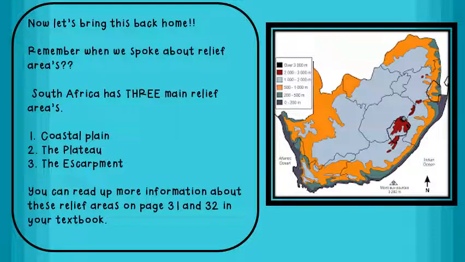And your last one is your escarpment. This is where the land rises steeply, very high, between the coastal plain and the plateau, which is mainly like your mountain ranges. Think of Table Mountain, for example. It's just on the coast as well, so it's also very high, and it goes between the coastal plain and the plateau. Okay, are you all with me? If you need more information on this, in your textbooks, you can also look at page 31 and 32. It's got a lot more information there.